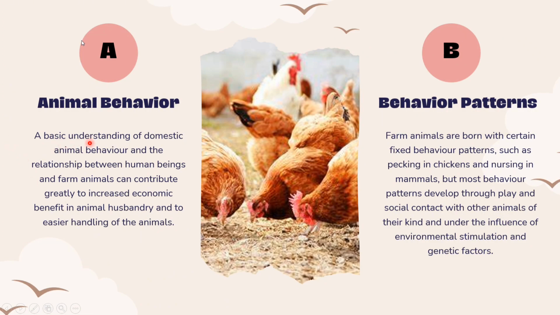Animal behavior. A basic understanding of domestic animal behavior and the relationship between human beings and farm animals can contribute greatly to increased economic benefit in animal husbandry and to easier handling of the animals. Behavior patterns. Farm animals are born with certain fixed behavior patterns, such as pecking in chickens and nursing in mammals, but most behavior patterns develop through play and social contact with other animals of their kind and under the influence of environmental stimulation and genetic factors.